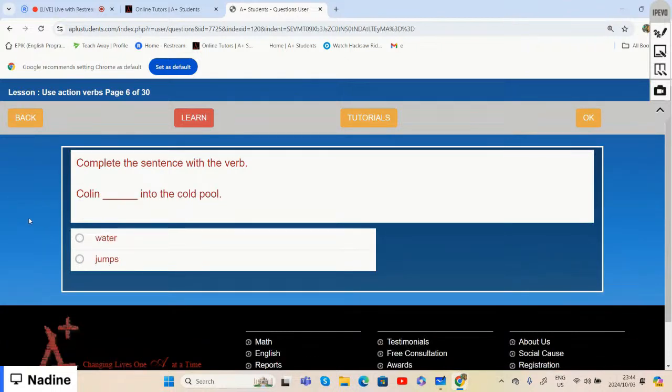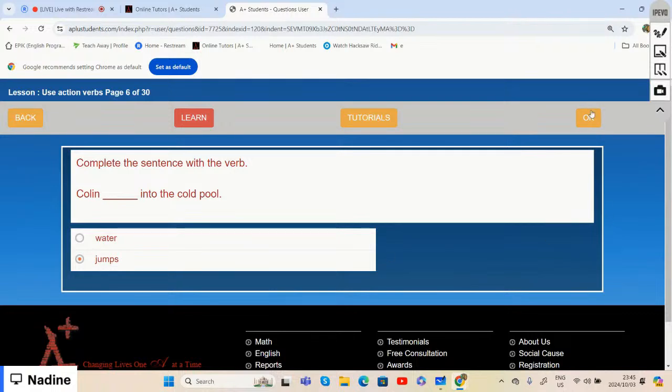Then the next one says Colin. Do we say water into the cold pool, or Colin jumps into the cold pool? And if we were to choose the correct option, the action verb, it says Colin jumps into the cold pool.